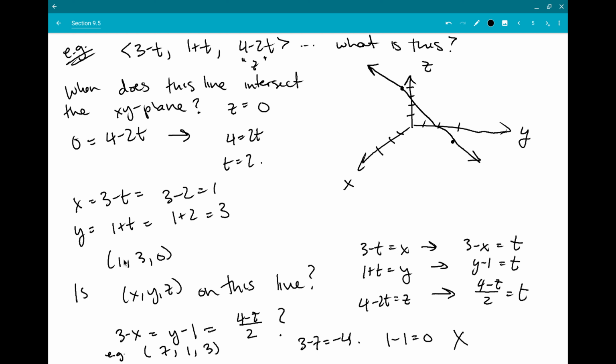But for example, if I plug in my point 1, 3, 0 that we just found a second ago, I've got 3 minus 1 is 2, check. 3 minus 1 is 2, check. 4 minus 0 is 4, divided by 2 is 2, which is equal to all the other things. So I know that the point 1, 3, 0 is on the line.